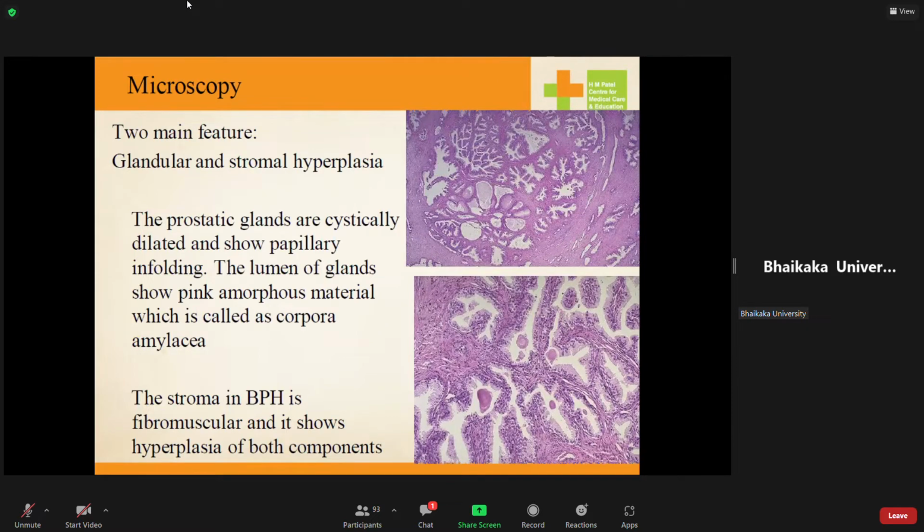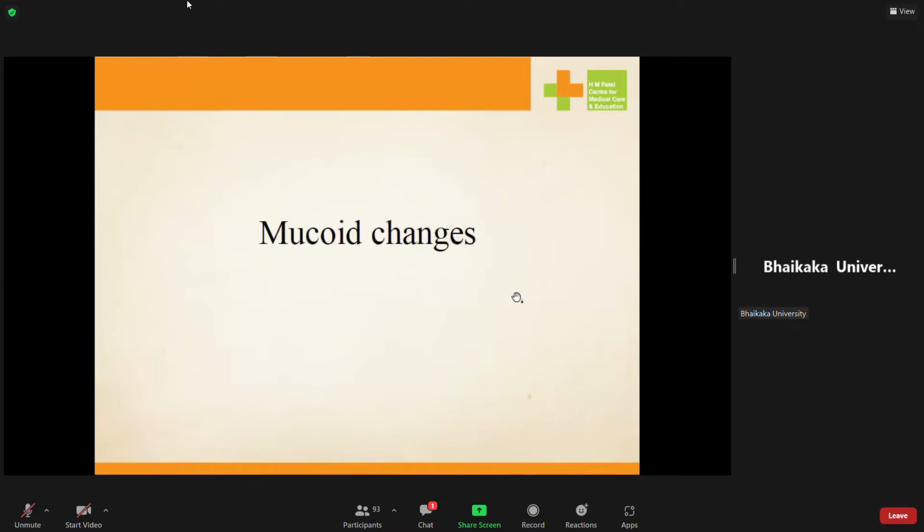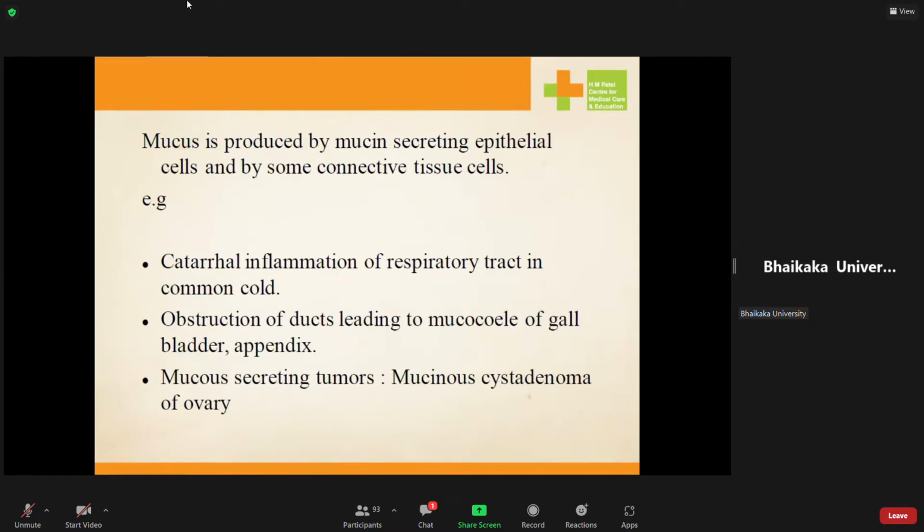Now, mucus, all of you have learned in histology, is produced by mucin secreting epithelial cells and also by some connective tissue cells. Examples of mucoid changes are the catarrhal inflammation of the respiratory tract in case of common cold, which we also call sinusitis. Then whenever there is an obstruction of the ducts, it leads to the formation of mucocele of the gallbladder or the appendix, and it is also seen in mucus secreting tumors, such as the mucinous cystadenoma of the ovary.